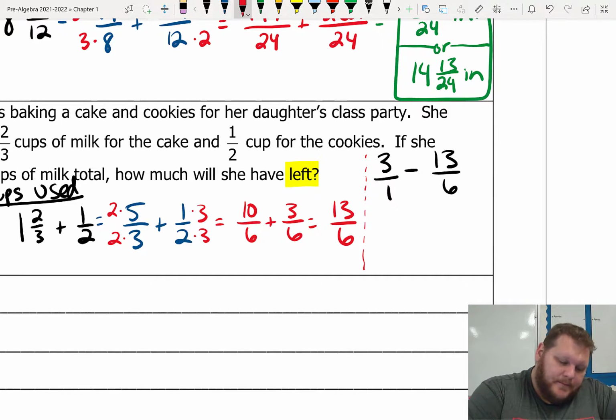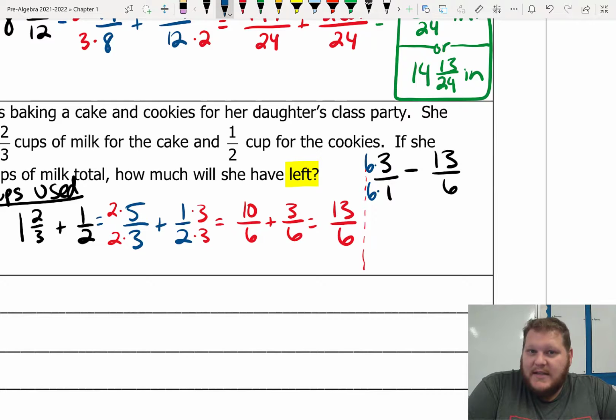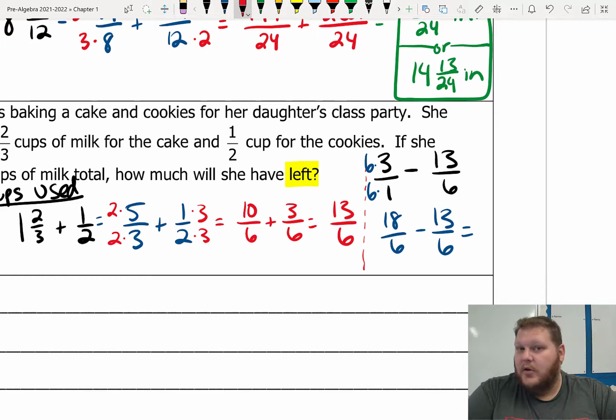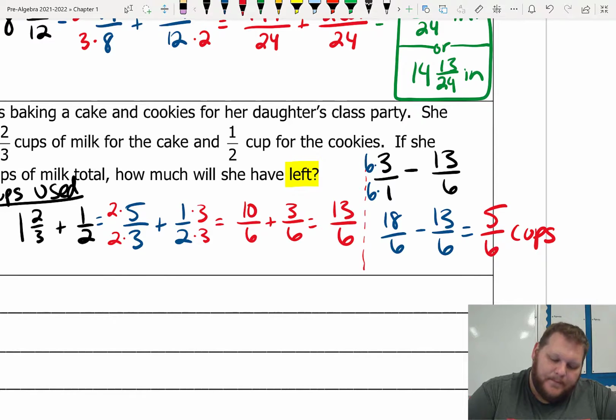But from here, if you're trying to combine the fractions, I have to find an LCD. My denominator is 6. So I'm just going to multiply top and bottom of that second fraction by 6. That's going to give me an LCD of 6. So 18 over 6 minus 13 over 6 tells me that after she is done making both the cookies and the cake, she's going to have 5/6 of a cup.